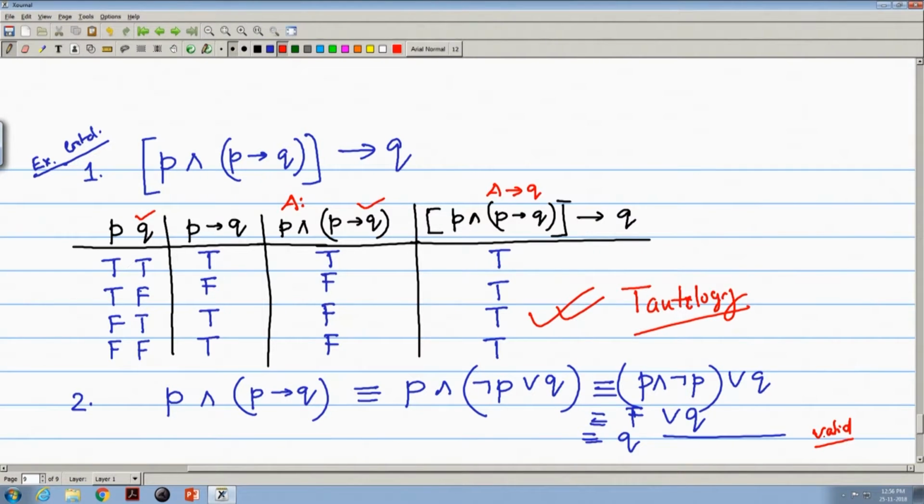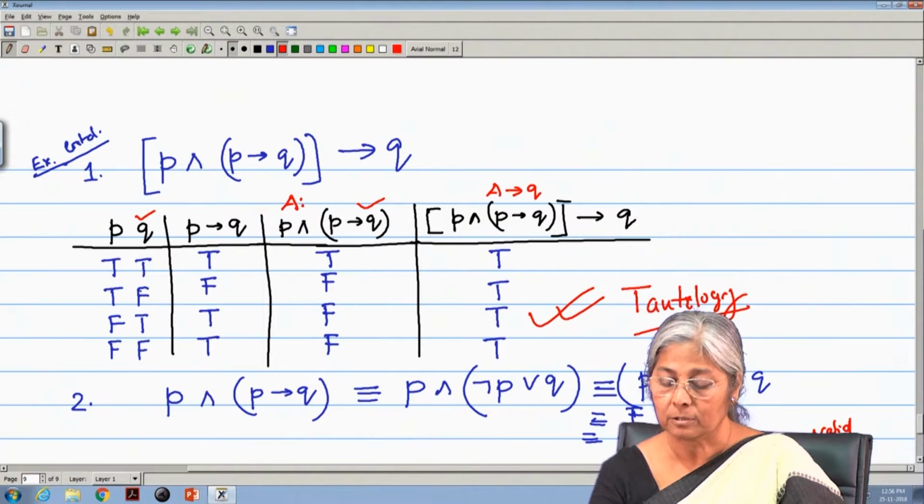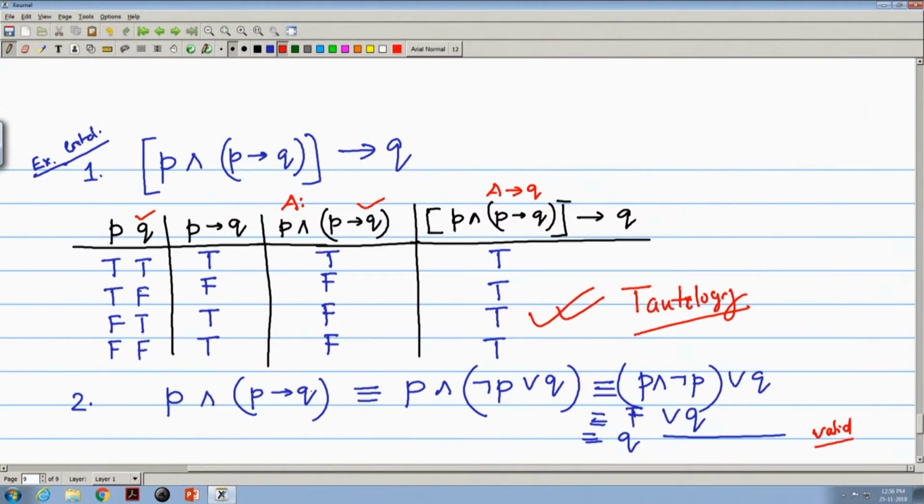Now, see here we have applied three laws of logic. One is the equivalence of implication. One is the associative rule, so this is equivalence.